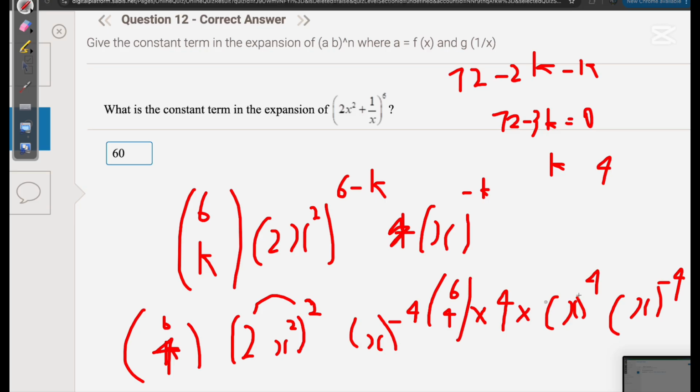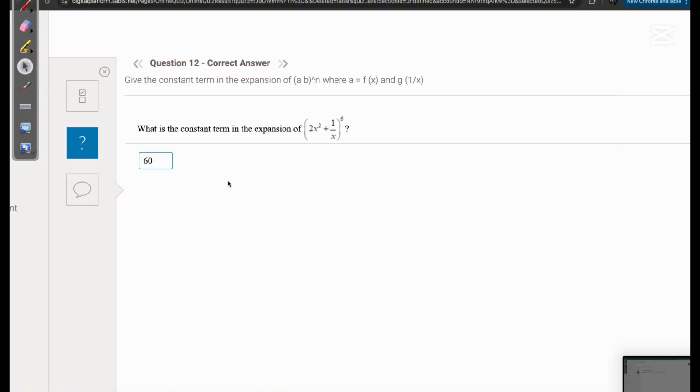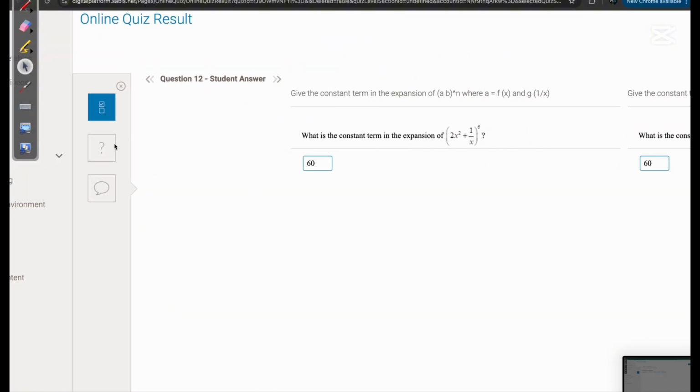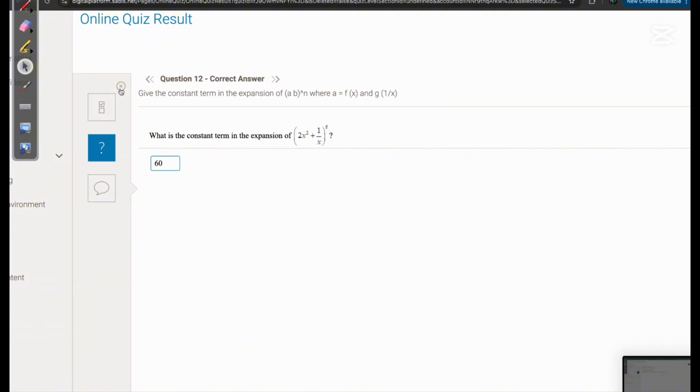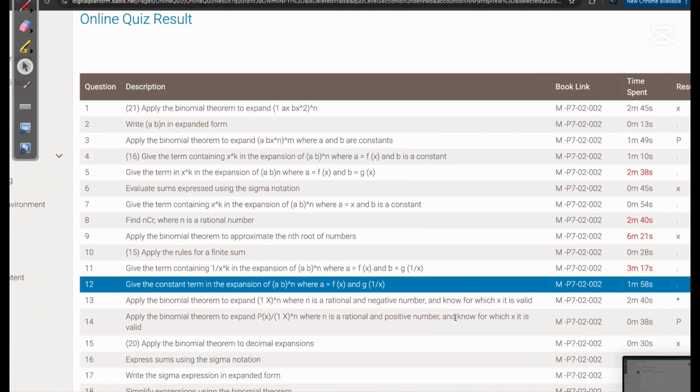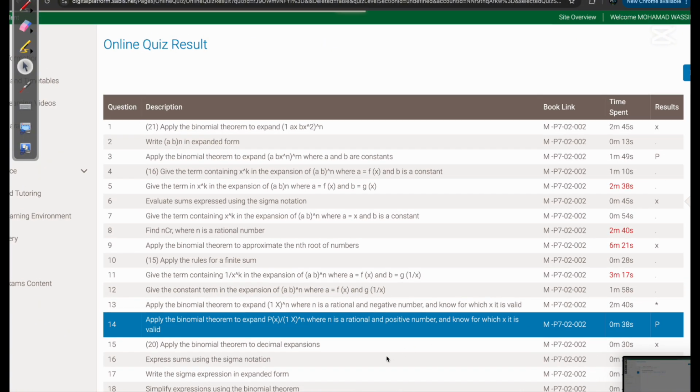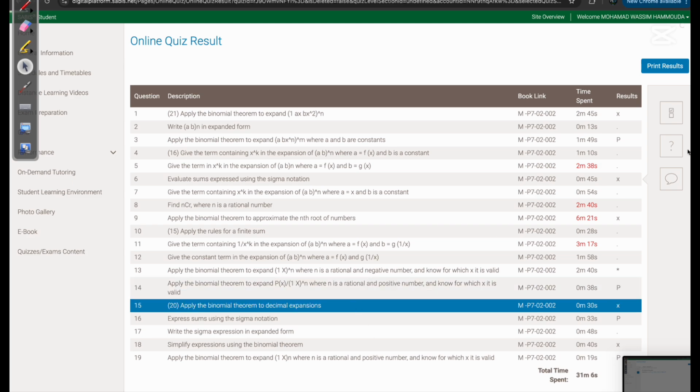Then these two are gonna get cancelled out, so you do 6c4 times 4, which will give us 60. 13 and 14, if I'm not mistaken, are not included. Wait, 13 is not included, 14 is not included. Then let's keep going.